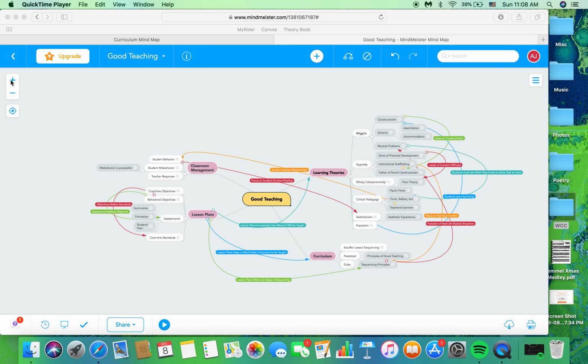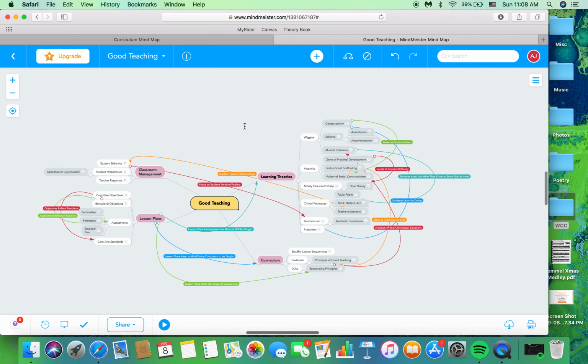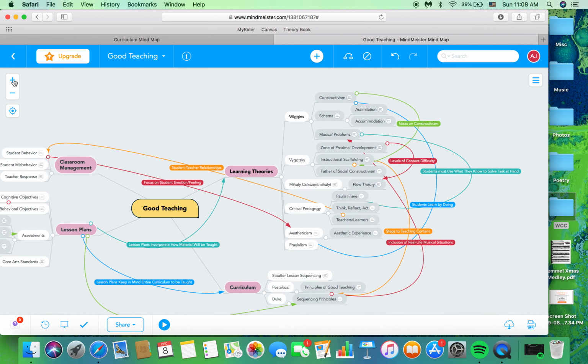Hello. So, this is my good teaching mind map. As you can see, I have good teaching in the center, and I have my subcategories: classroom management, lesson plans, learning theories, and curriculum. So, I'll start with the learning theories.